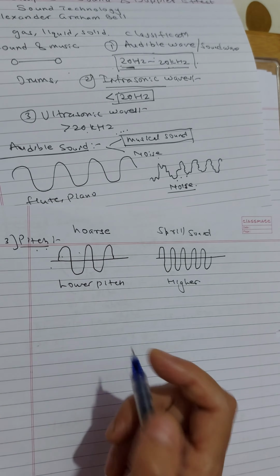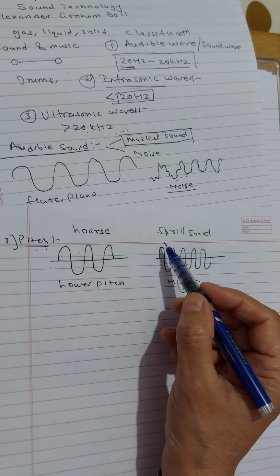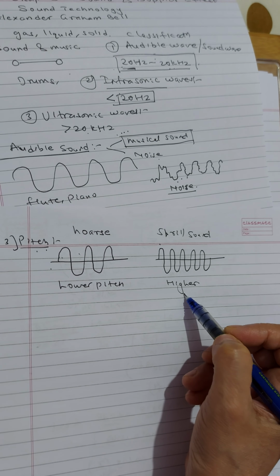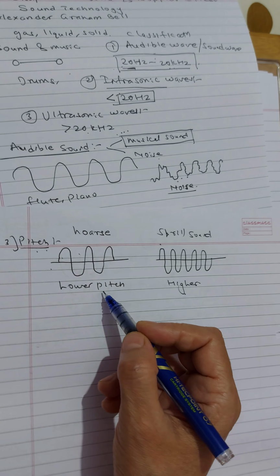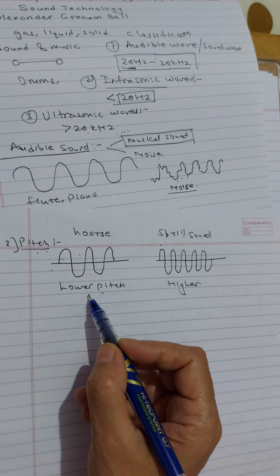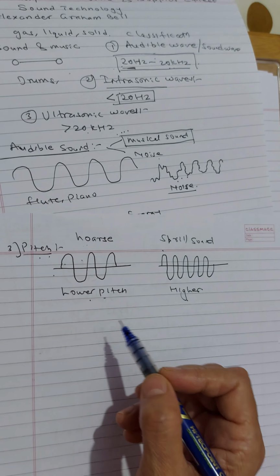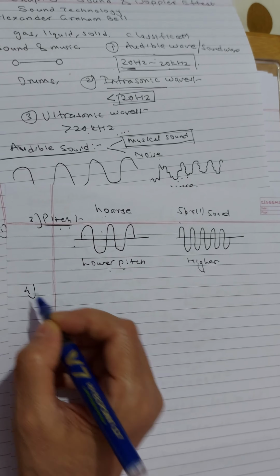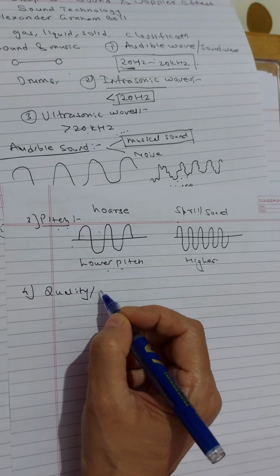So what is the example now? Usually small kids or ladies have a shrill sound because of the higher pitch, and the voice of an old person, who will not talk very loudly or fast, is hoarse because of the lower pitch. This is the way we can distinguish. Then the fourth definition is quality or timbre.